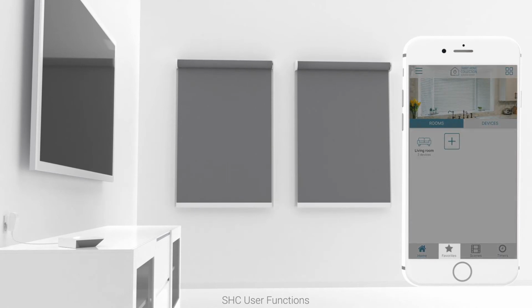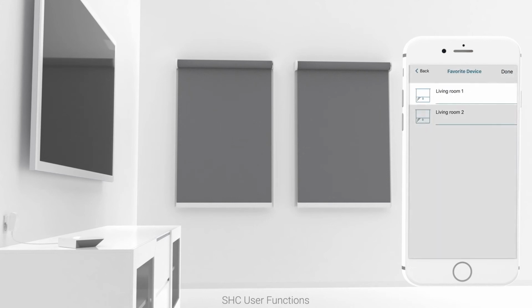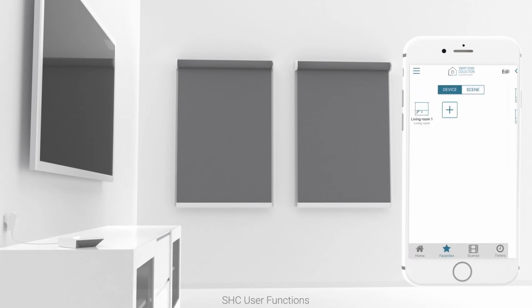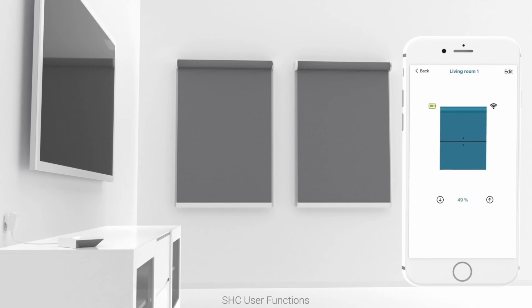Select Favorites at the bottom to open your Favorites menu. Select the plus icon to add a favorite device. You can operate your favorite devices from the Favorites screen.